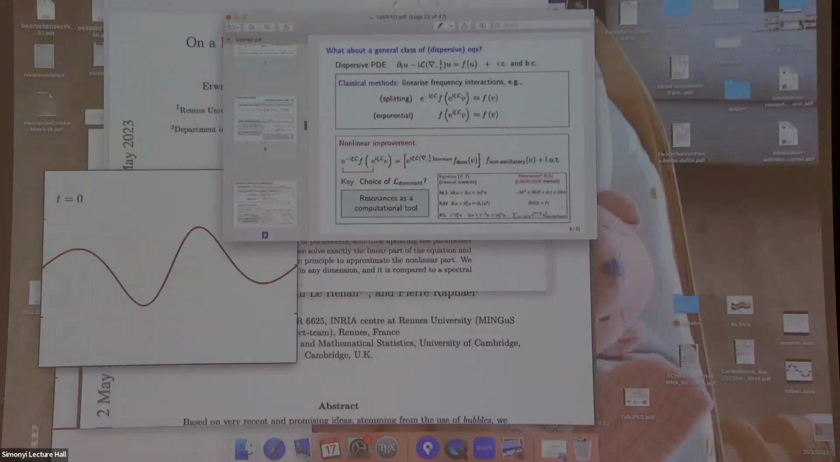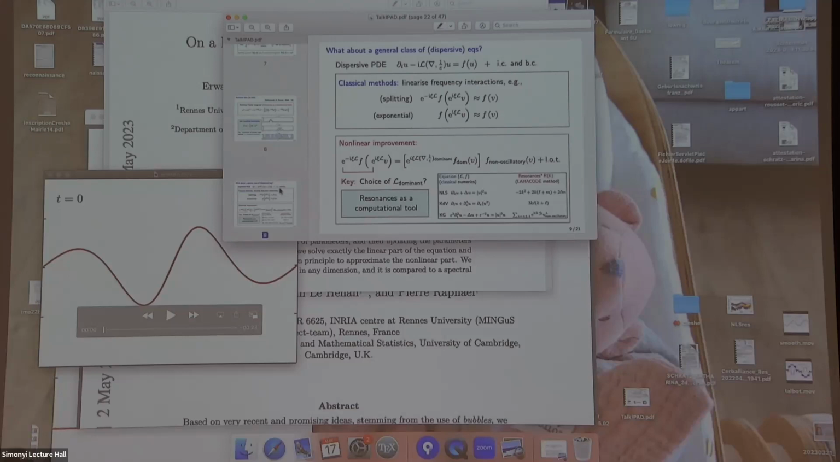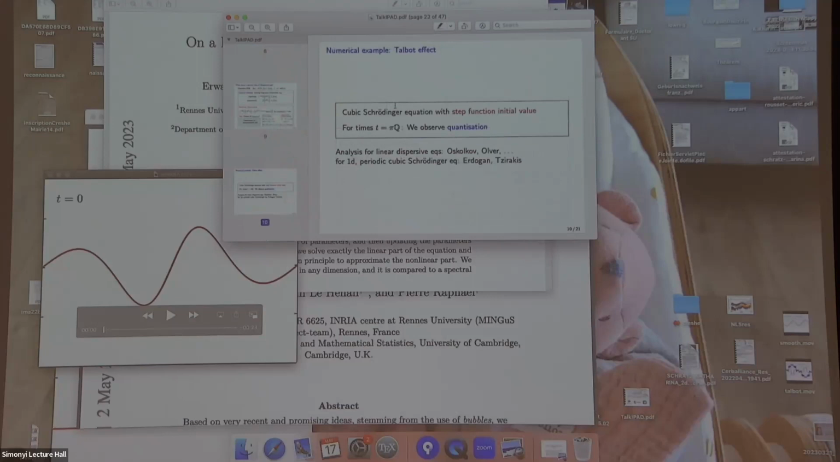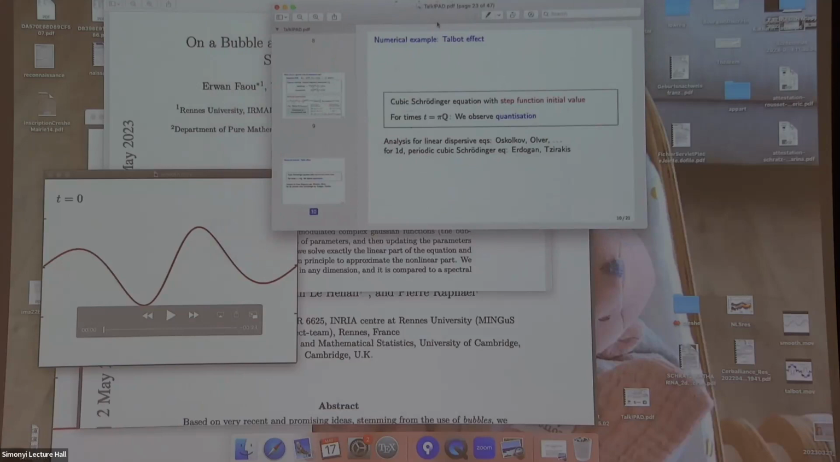Okay, so what we do here, I come back to this Talbot effect. We solve the 1D cubic Schrödinger equation with a step function initial value. And then what we see is that for certain time values, we see a quantization effect. What we want to see is in how far our numerical scheme can reproduce this quantization effect.